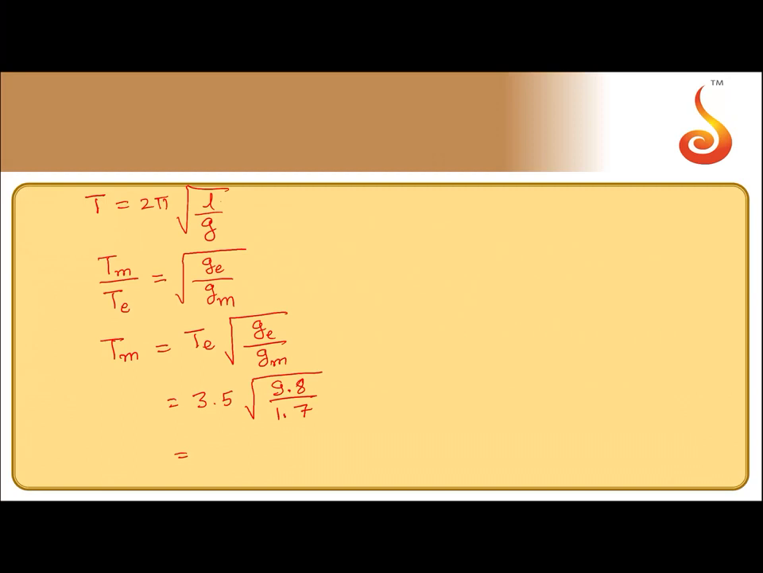Now the options are 8.4, 4.8, 48, 84. So now let us just guess the order of this. So 9.8 by 1.7 is somewhat around 6. So root 6 should lie between 2 and 3. So somewhere around 2.5. So 2.5 into 3.5 cannot become 4.8 or 48 or 84. So only possibility is 8.4 seconds. So that is option A.